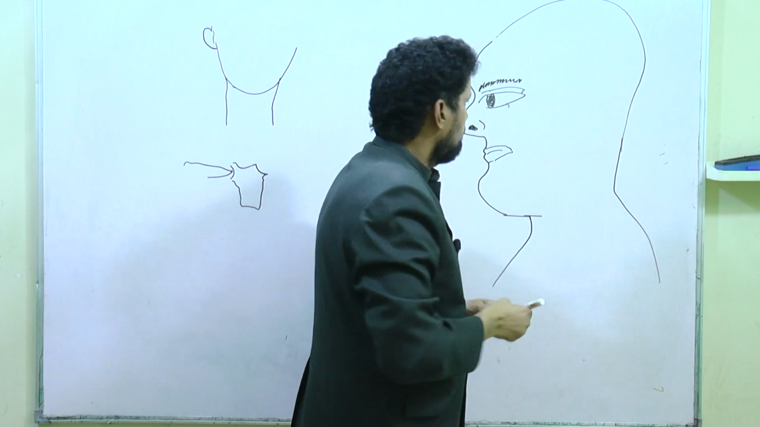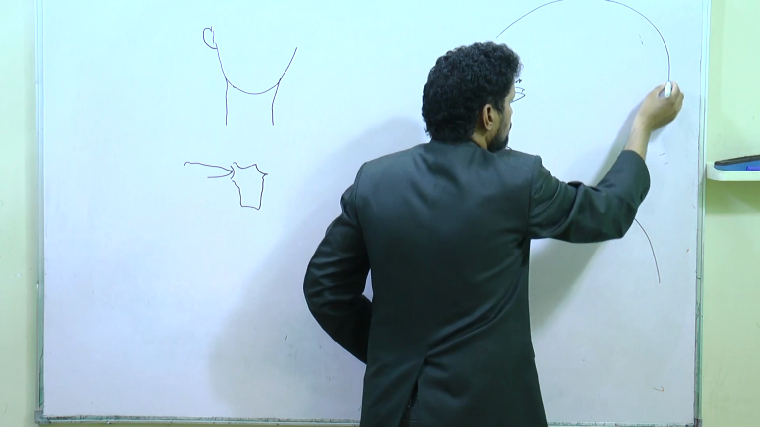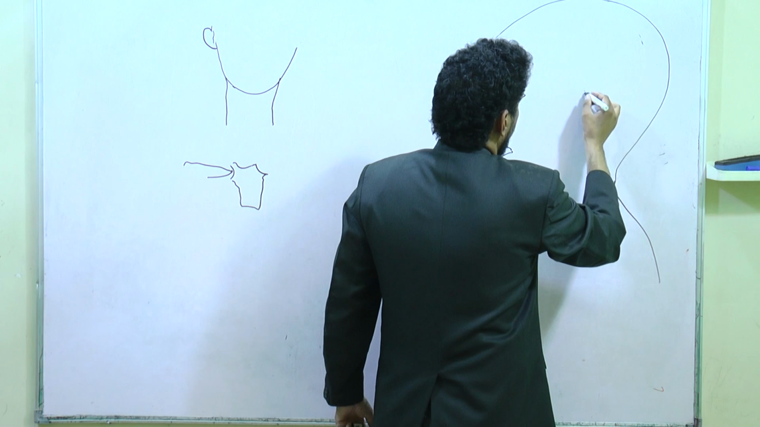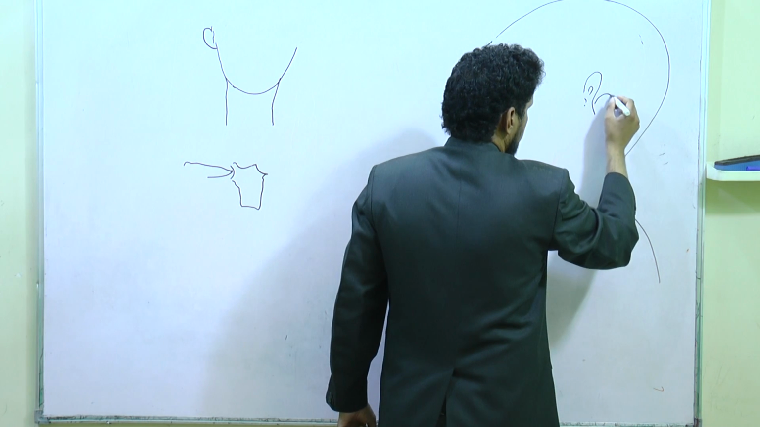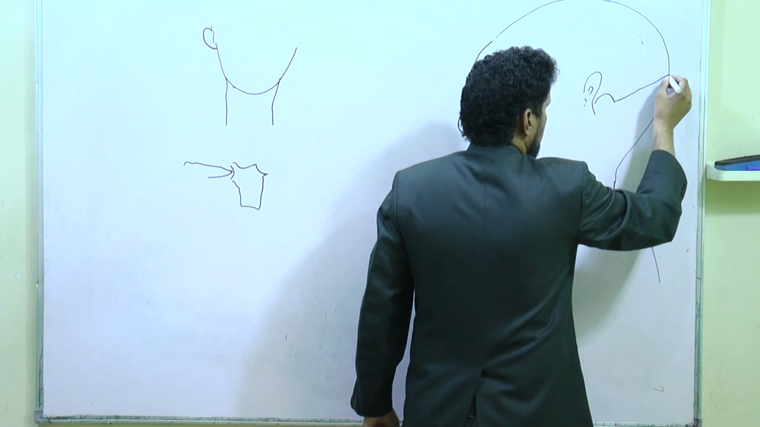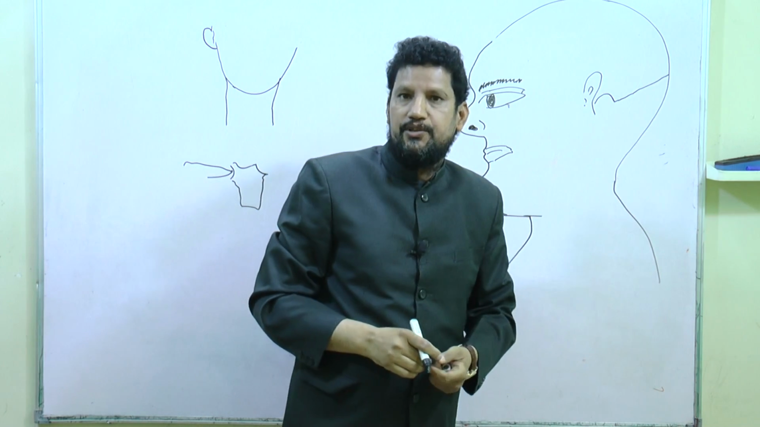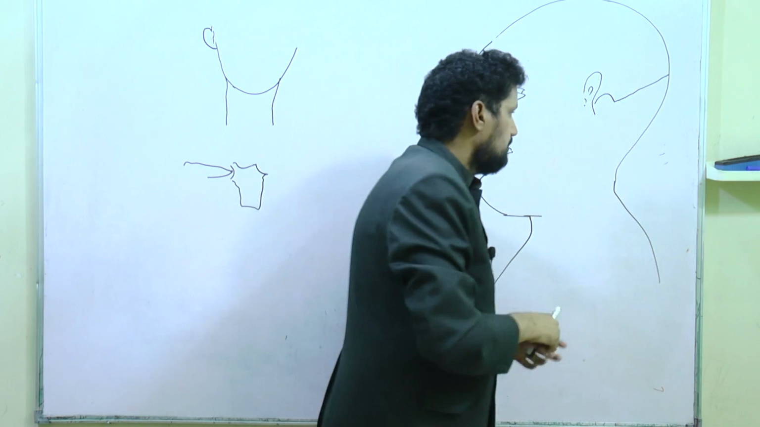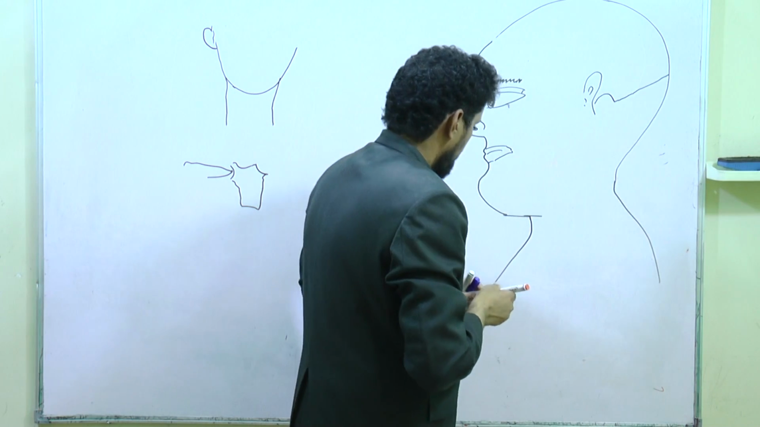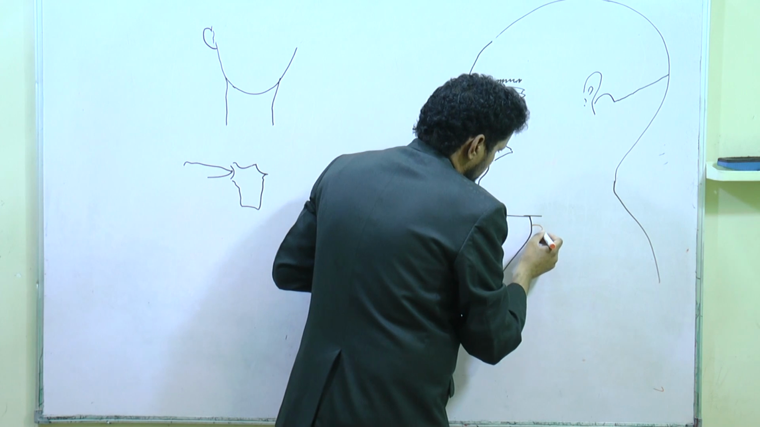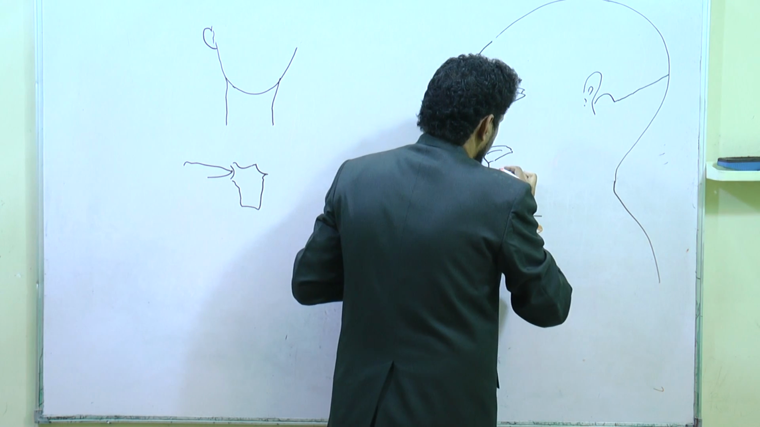In this diagram, the ear is here. This is the mastoid process, and this is the superior nuchal line extending from the mastoid process up to the external occipital protuberance. And this is the hyoid bone. The mandible is here.